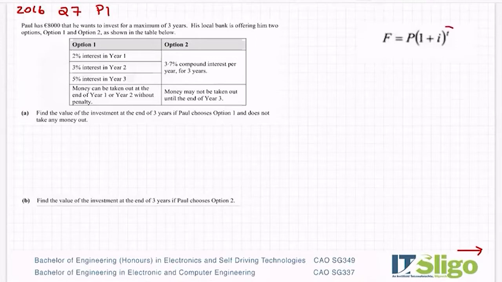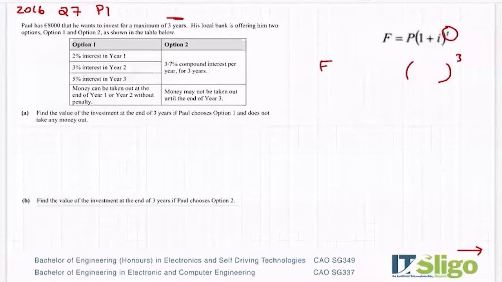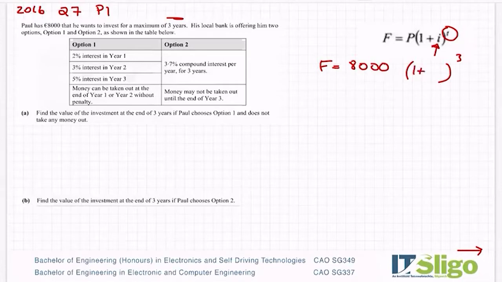T is the time in years, okay? So for option 1, this is how you would not do it. You see that you're investing it for 3 years, so in theory, you're to the power of 3. Now, you cannot use this formula in this case. Why? Because that interest rate keeps changing.